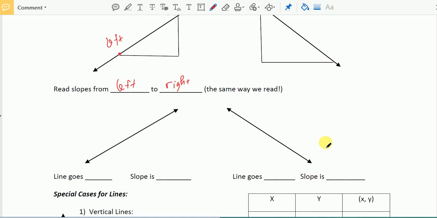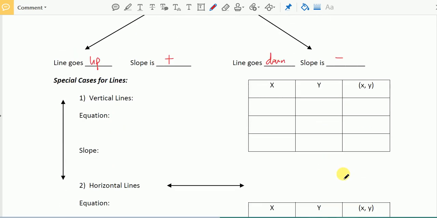So the line goes up here, then the slope is positive. If the line goes down from left to right, then the slope is negative. If you have a vertical line, then the equation is x equal to a, and a is just some number, right? And because you have the vertical lines, then your slope is undefined.